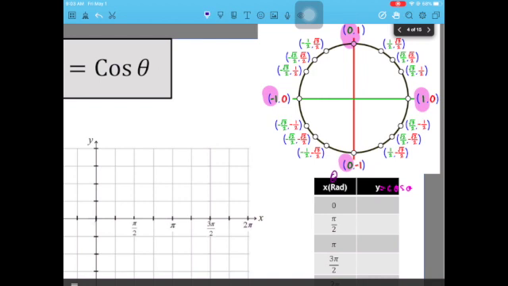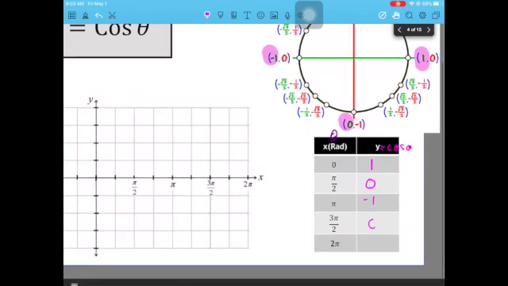So let's go ahead and plot those points out. So at 0, I get 1. At pi over 2, I get 0. At pi, I get -1. At 3 pi over 2, I get 0. And at 2 pi, back to 1. So I'm going to go ahead and graph those points.